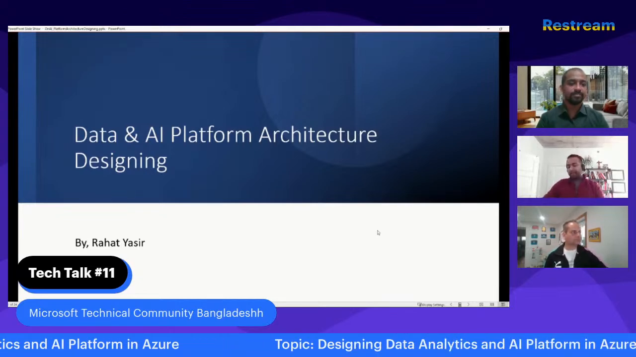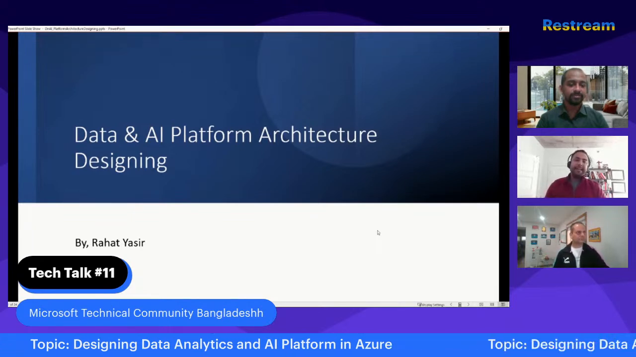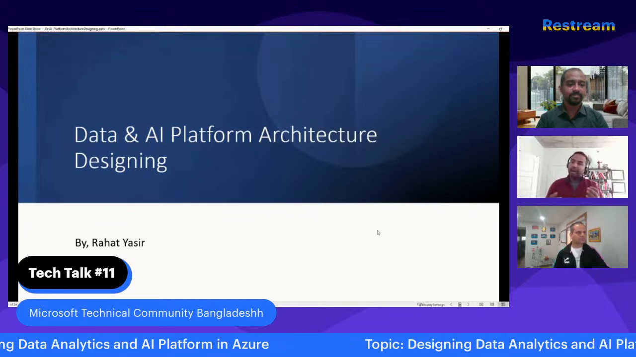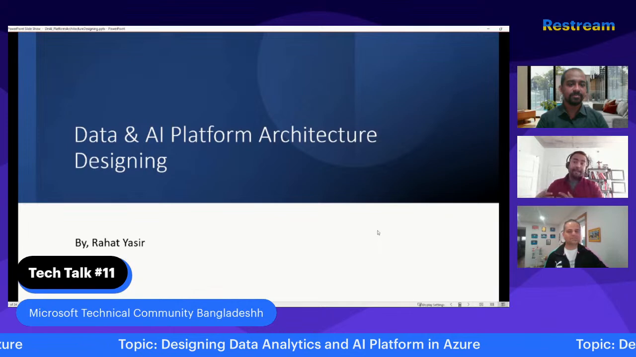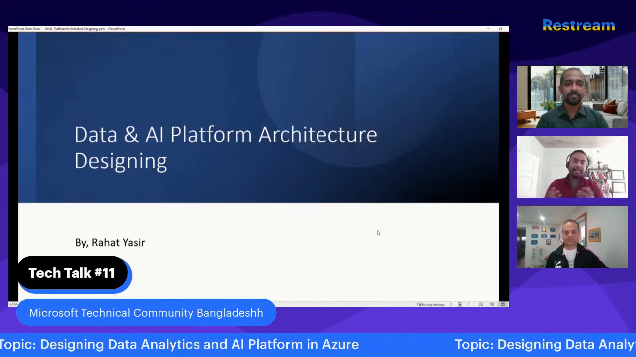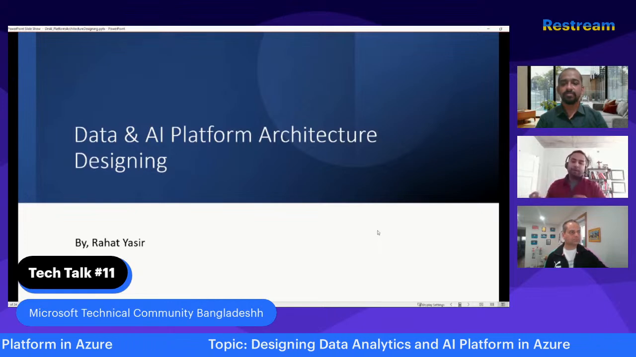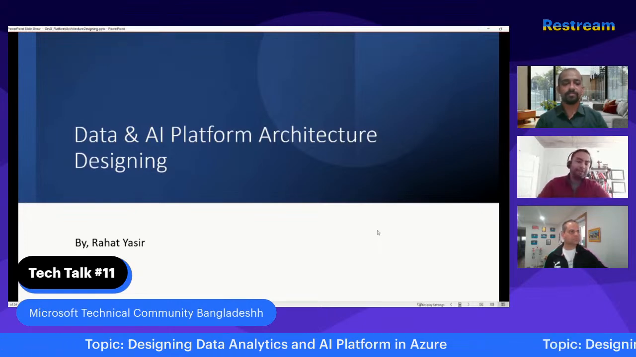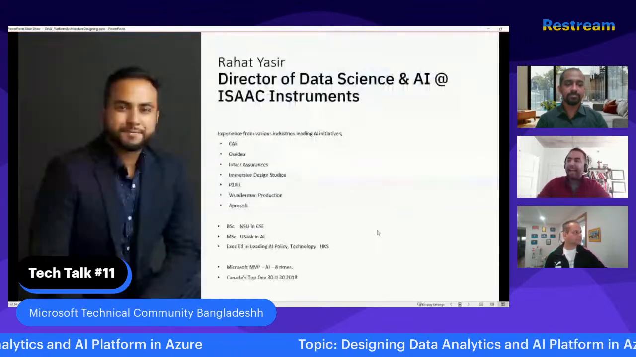So the way we were thinking to have the presentation is I'm going to present a data and AI platform architecture. But again, Deepak is there. He is a very experienced Azure and data platform architect. He's also an Azure MVP. So we will make it interactive. I will bring some topics, he can also share his expert opinion, and then we will take it forward.